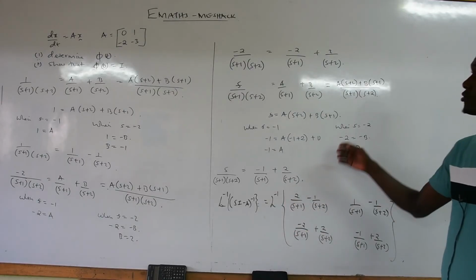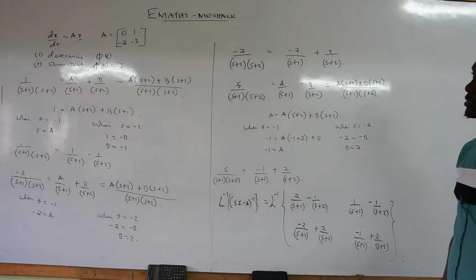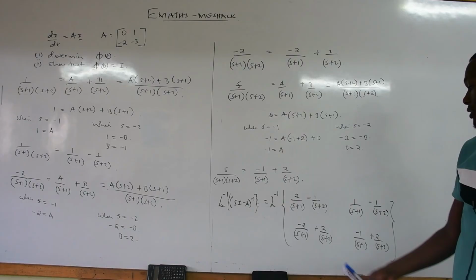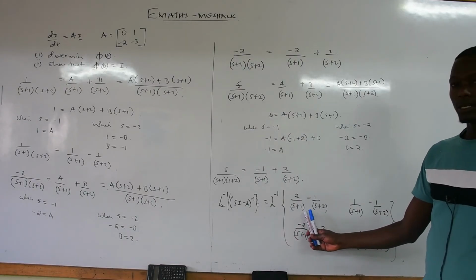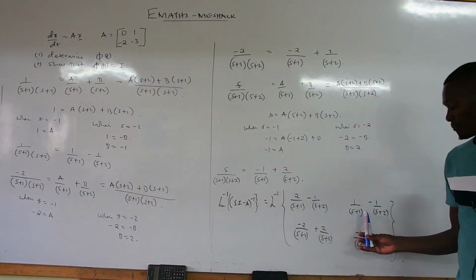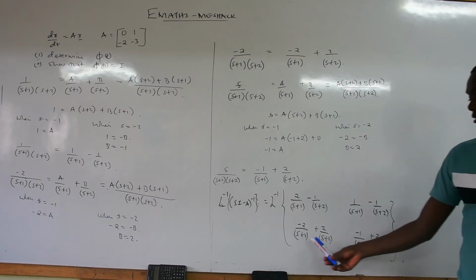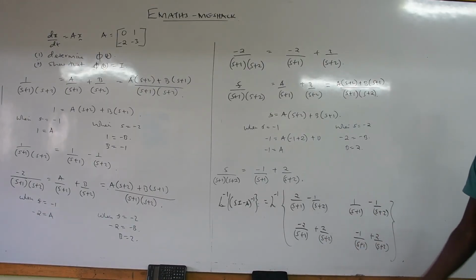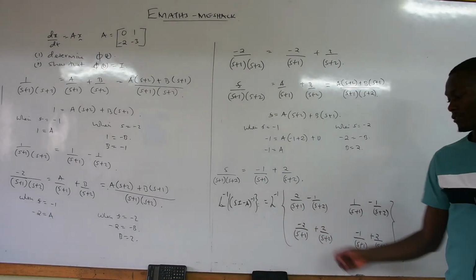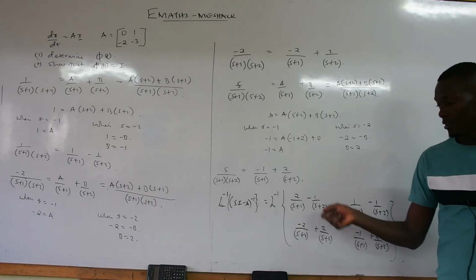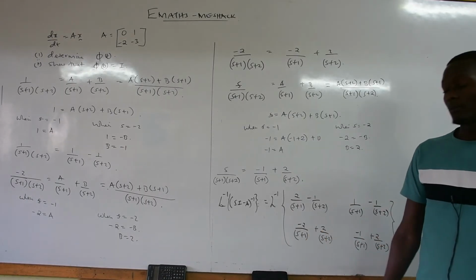So now when we rewrite all these partial fractions, the first part of the matrix becomes this, the second element becomes this, the third, and then the fourth. Now from there we get the Laplace inverse. Now remember, I've said that these will become exponents by the end of the day.